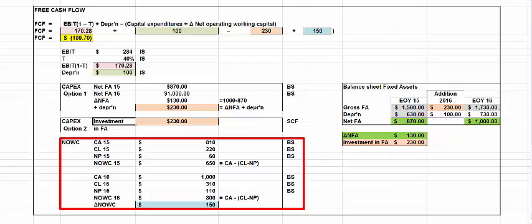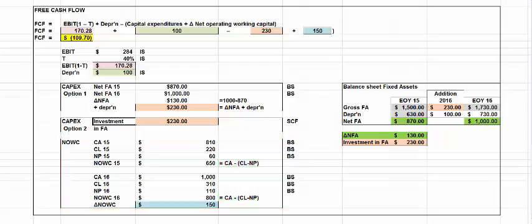Finally, the change in net operating working capital. From the balance sheet for each year, current assets, current liabilities, and notes payable, so that net operating working capital is current assets minus the quantity, current liabilities minus notes payable. We find both of those numbers for 2015, $650, for 2016, $800, so the change is the difference, $150.